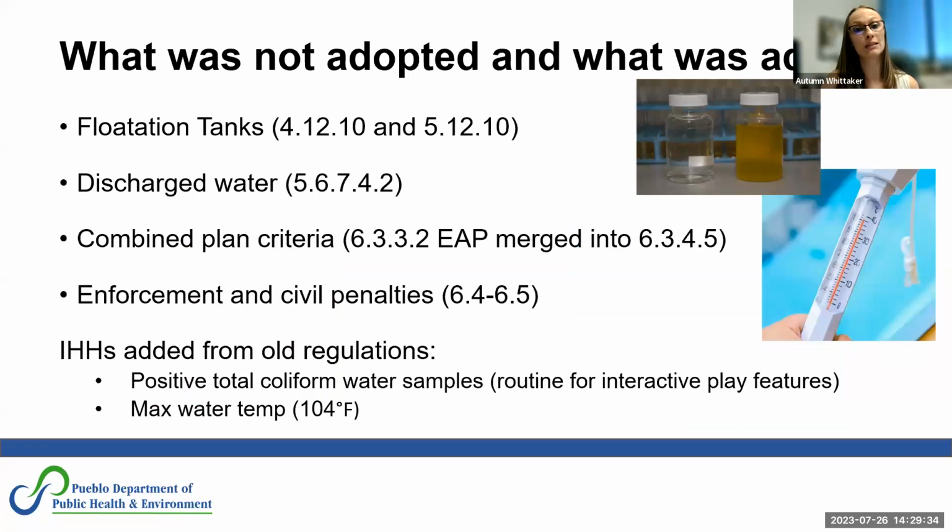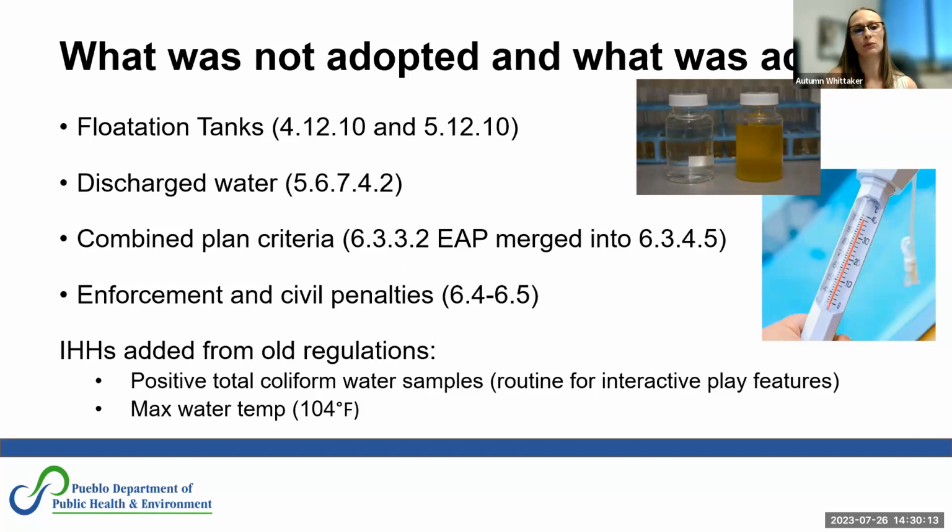So that kind of brings us into what was not adopted or what was added to our Pueblo County Model Aquatic Health Code. One thing we did not add was anything regarding flotation tanks. We only have one flotation tank in Pueblo County. So that was just a section we weren't quite ready to take on because of the small impact it would have on just the very few swimmers or users of that flotation tank. We also did not include discharge water, and I included the MAHC sections here. So if you guys want to look up all those things on your own, I just added the section number there so you could see it.